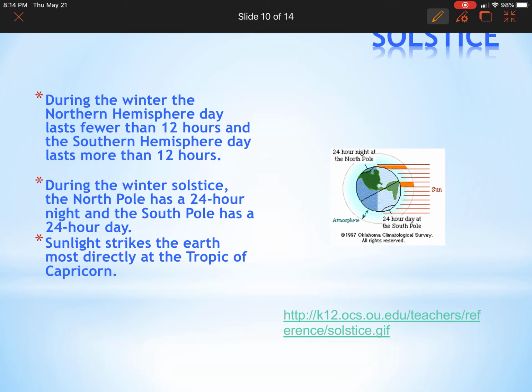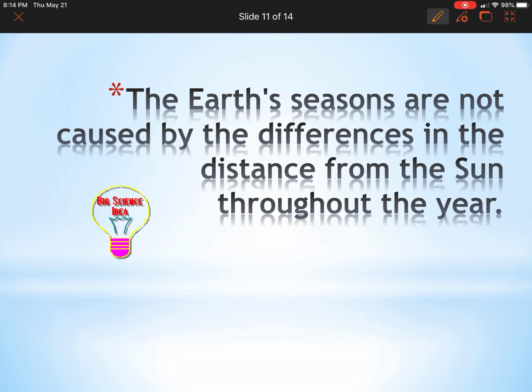And then during the winter solstice, the North Pole, write this one down. The question here says, describe what the solstices are like in the North Pole. And this is what you're going to write down. I'll post a video of this too so that you can link to. It's pretty neat to see. So during the winter solstice, the North Pole has a 24-hour night and the South Pole has a 24-hour day. Sunlight strikes the Earth most directly at the Tropic of Capricorn.